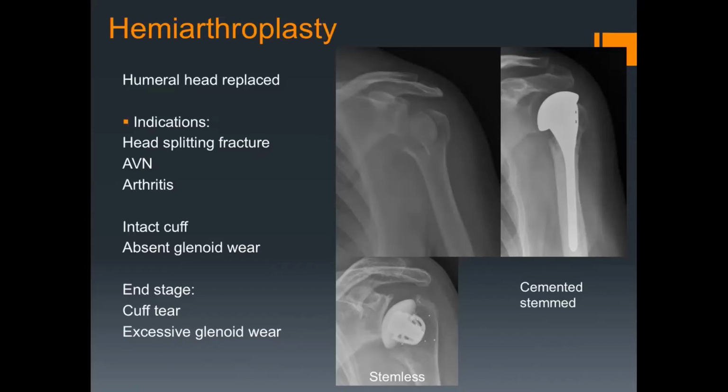However, there is a circumstance in the end stage, in a very degenerate shoulder, where you can't site a total shoulder arthroplasty, where you can put a hemi in as a sort of salvage procedure. This is an example here of a comminuted head-splitting fracture of the proximal humerus, treated with a cemented and stemmed hemiarthroplasty. Hemiarthroplasties can also be stemless, as in this example down here. The benefit of this is that it facilitates revision later down the line.